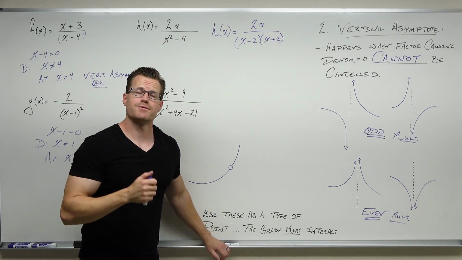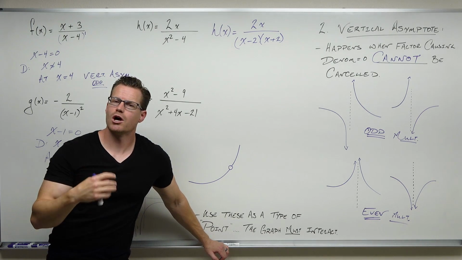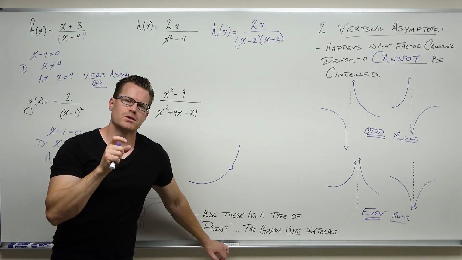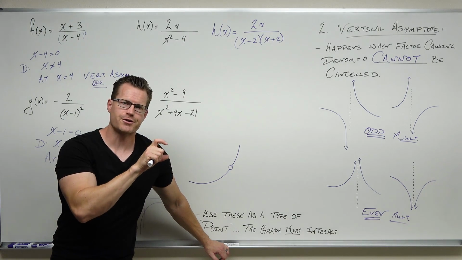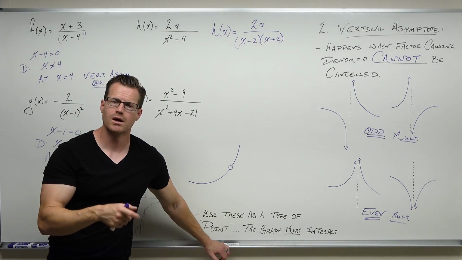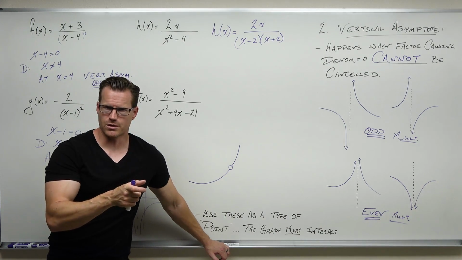Then what we do is we define our domain. You don't start looking to cancel right now, you're defining right now. So we look at all of our factors on our denominator that have variables. So we see x minus 2 and we see x plus 2. We're going to set both of those equal to 0.